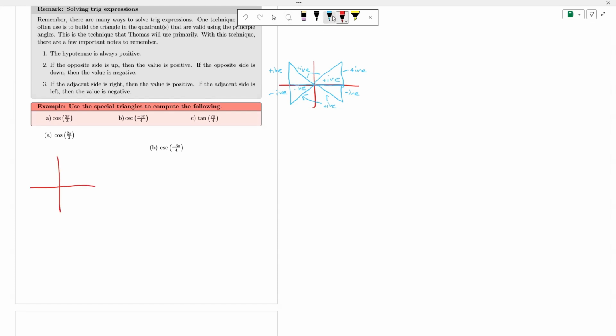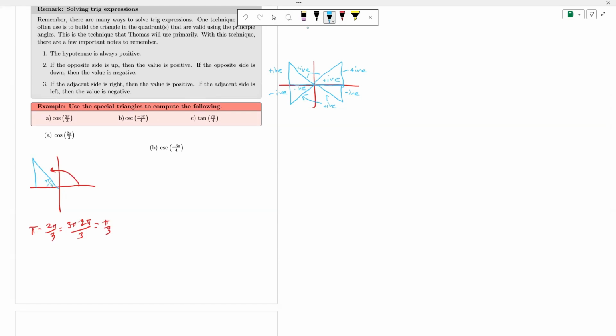If we draw our Cartesian plane and we draw our 2 pi by 3, I end up here. I'm past pi by 2, and I'm before pi. Now, solving for the angle, I'm going to get pi minus 2 pi by 3 is going to equal 3 pi by 3 minus 2 pi all by 3, which is pi by 3. So this angle here is going to be pi by 3.